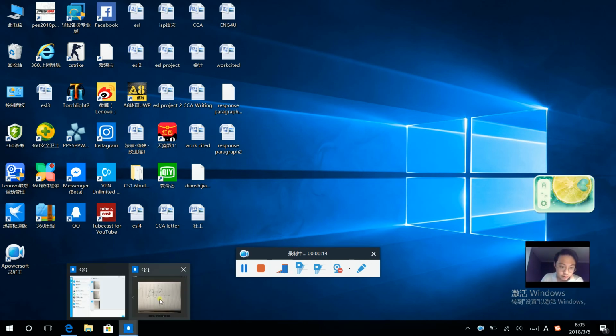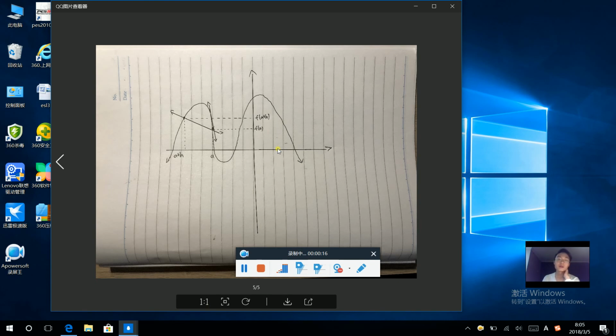I'll show you my new graph. This is the graph I want to illustrate to you. This is point A plus H and f(A plus H), and this is point A, f(A). I want to show this is the tangent line for the point (A, f(A)), and this is the secant line.